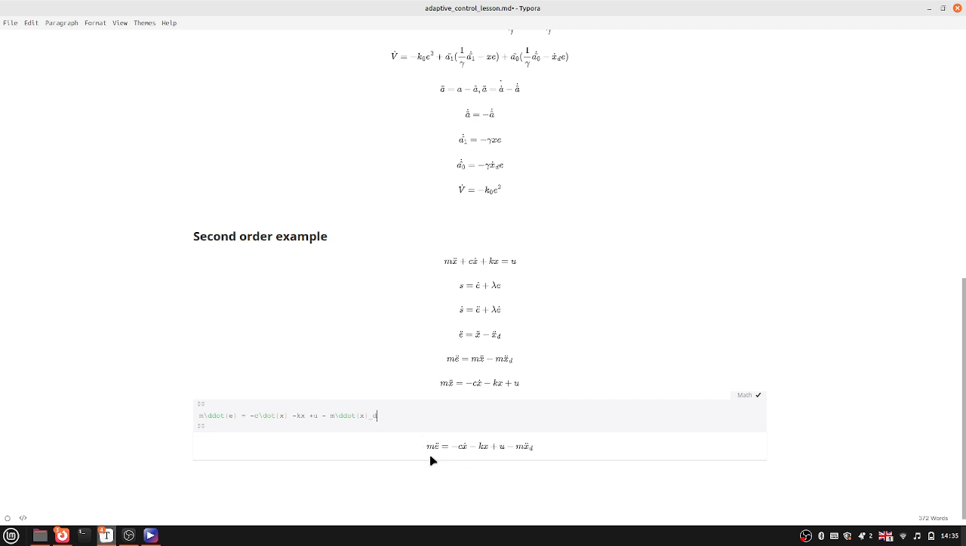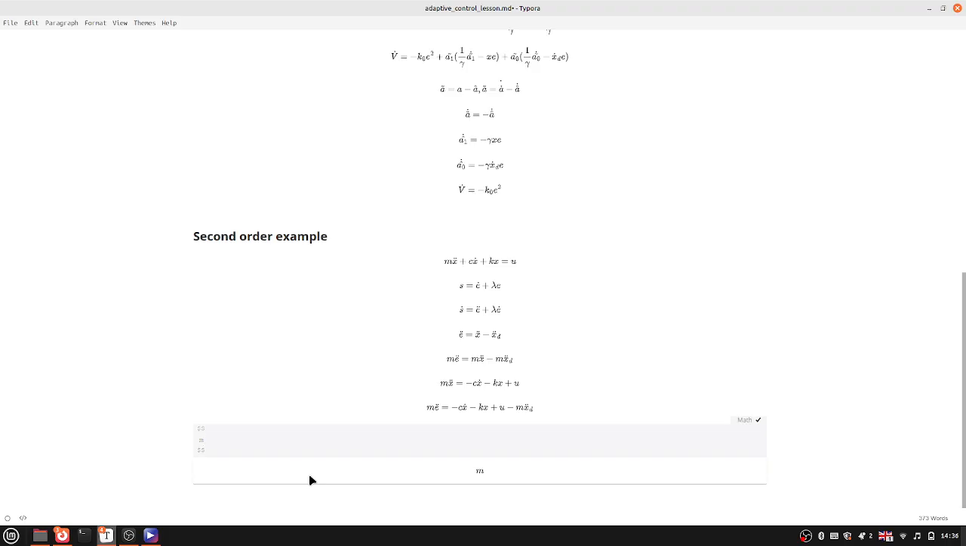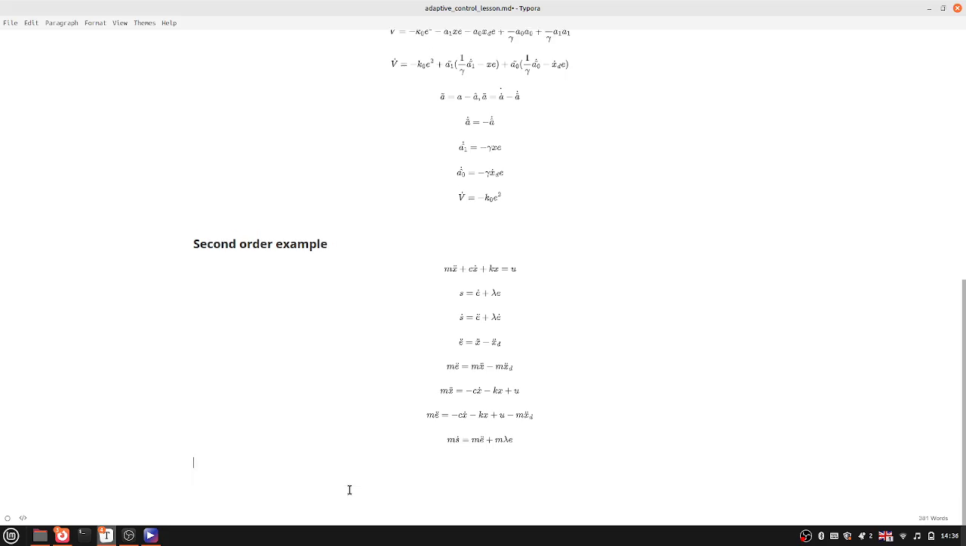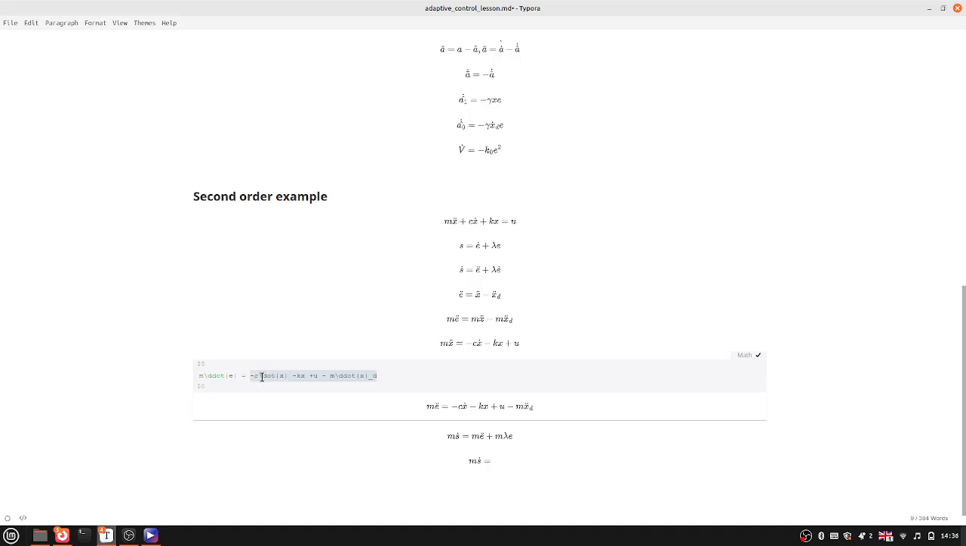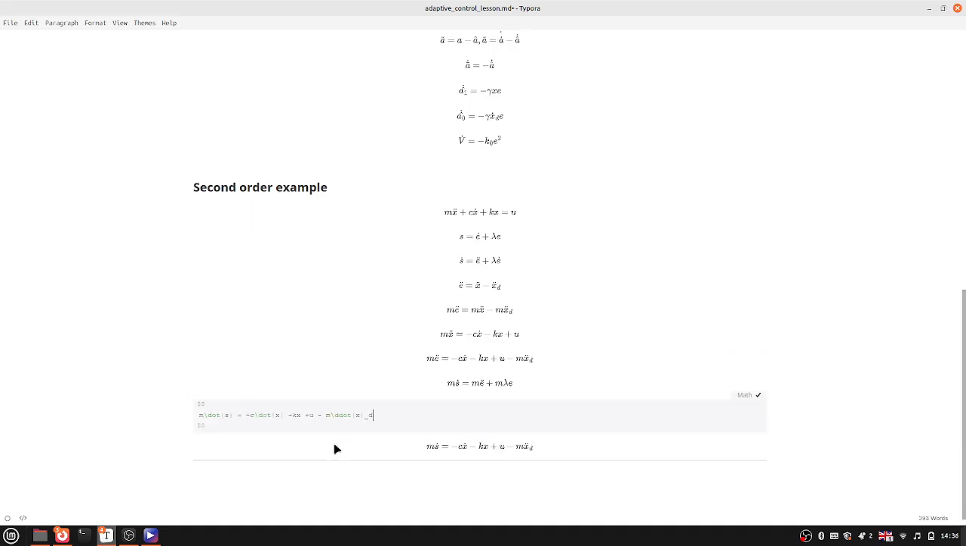Almost there. Now let's substitute M E double dot into our S sliding surface. So remember, multiply it all by M and we get M S dot is equal to M E double dot, which is great because we just found out what that is, plus M lambda E E dot. So substitute in our M E double dot here, like this, and also add this M lambda E.